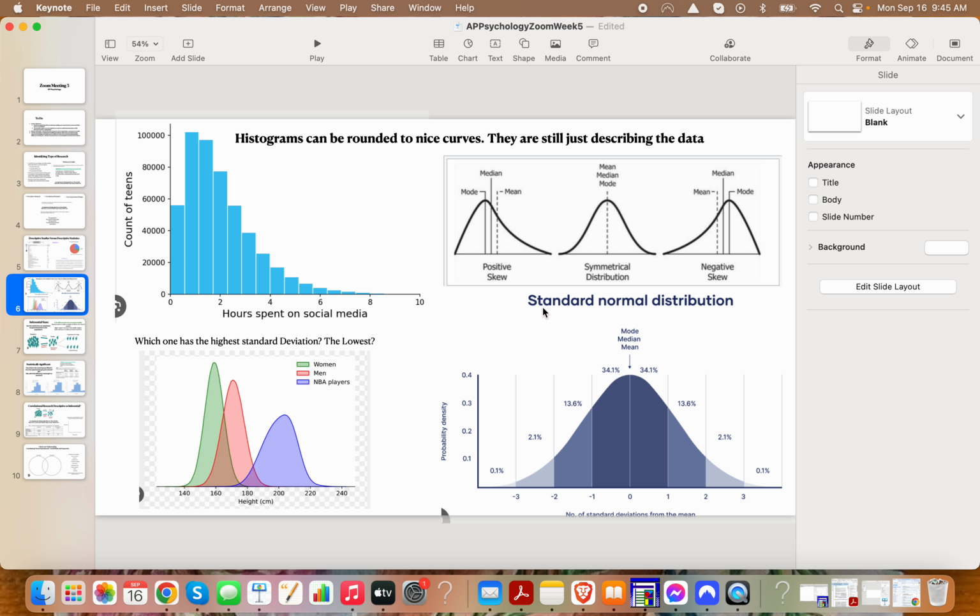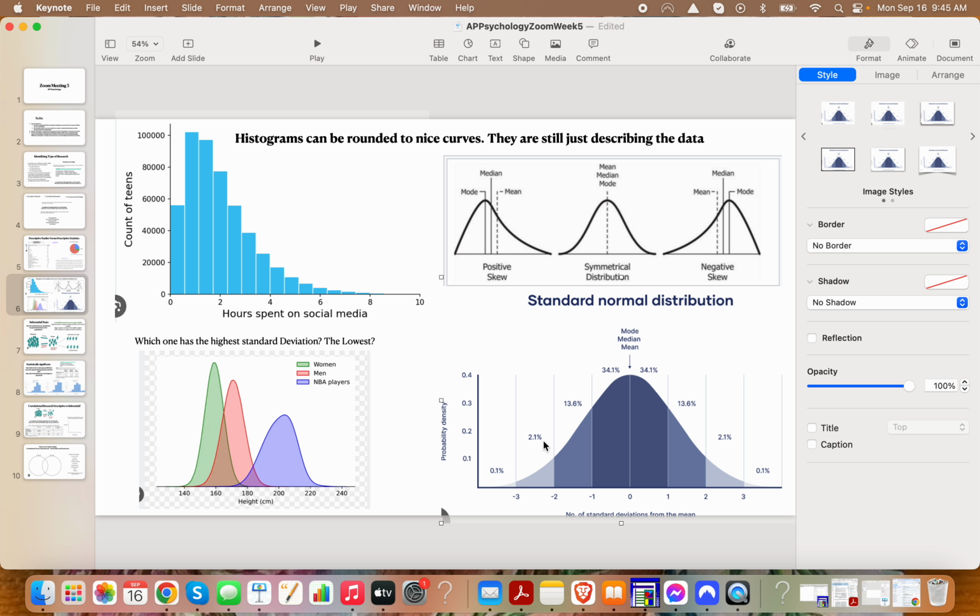so clearly. And we have 3 distributions you learned about this week: positive, negative, and symmetrical. And you need to know which is bigger, the mean, median, or mode in positive and negative, and know that in symmetrical, they're all the same.